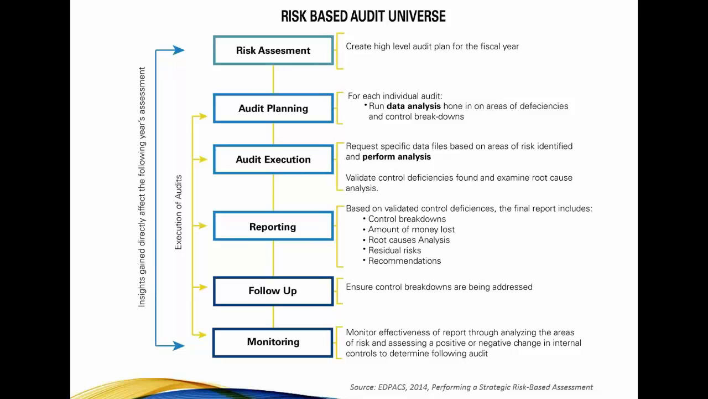When we're looking at the audit plan, run data analysis to home in on areas where we may see deficiencies or control breakdowns. Audit execution: perform a more detailed level of risk analysis and perform analysis directly in that area of business. Take that information and then report on the control breakdowns and the amount of money lost, perform a root cause analysis, look at remediation workflows, then recommend that change, and then ensure a follow-up is done. Data analytics can be applied at every one of these stages in one way or another. We'll talk a little more about that later during the presentation.